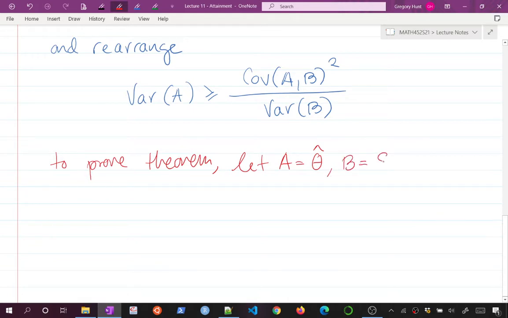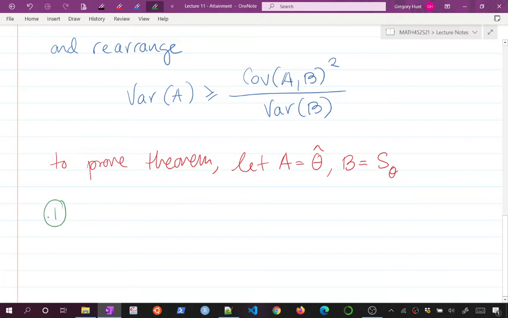That is going to be my score. So if I let theta hat be A and B be my score, all I have to do is show this top part is that derivative squared and everything works out. So let's show some facts.